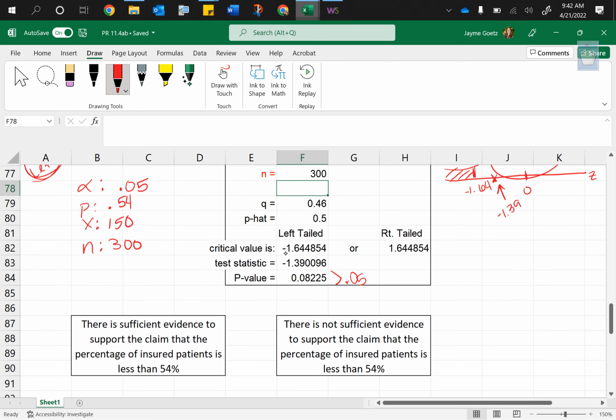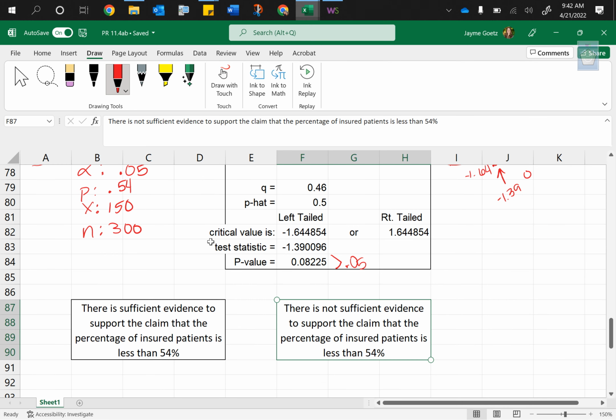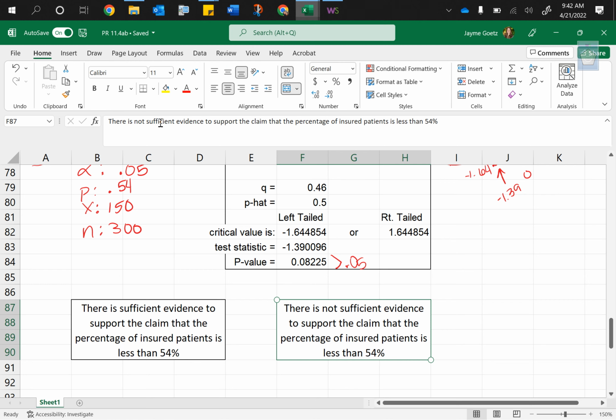So is there sufficient evidence? There is not sufficient evidence. And again, if you're like, I don't understand, think about what they're asking. There is not sufficient evidence to support the claim that was made. And the claim that was made was that it was less than 54%.